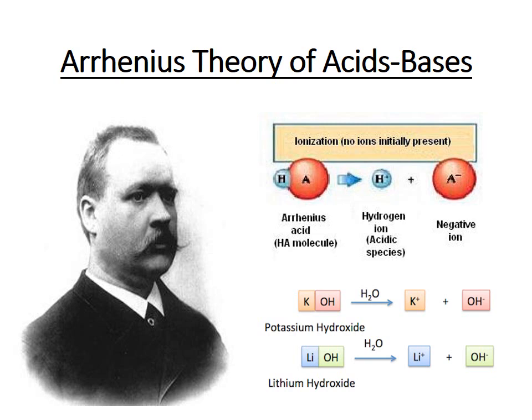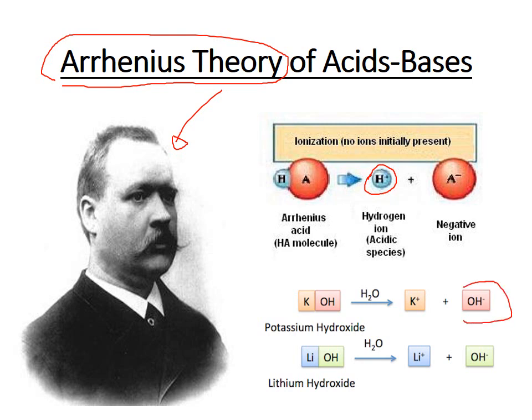So now we're going to talk about the different theories of acids and bases. We'll start off with the Arrhenius theory of acids and bases. So this here is Arrhenius, and he came up with the idea that an acid is a substance that will create hydrogen ions in solution, whereas a base is a substance that creates hydroxide ions in solution. So we're going to go and take a look at that in more depth.